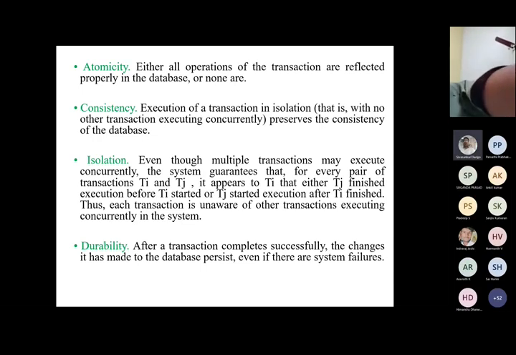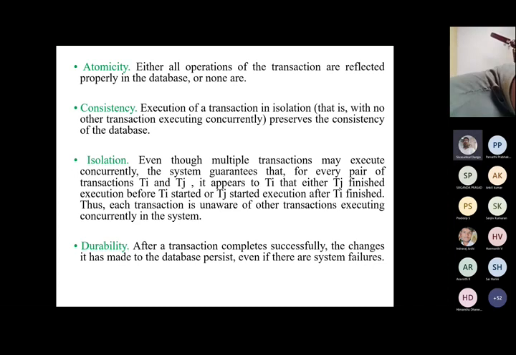To improve the throughput of the database system, we allow multiple transactions to be executed concurrently. However, each and every transaction is unaware of the other concurrently executing transactions in the system. So that's known as isolation, right? For a pair of transactions TI and TJ, it appears to TI that TJ has already completed its execution, or TJ will start its execution only after TI completes. It's known as isolation. And the last property is durability, right?